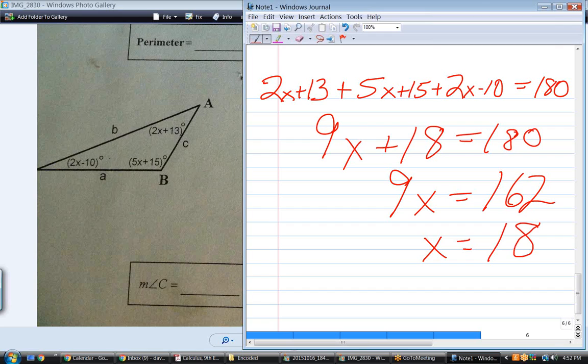So what is angle C equal to? Then you just plug in x. So 2 times 18 minus 10. That's 36 minus 10, it's 26. Correct.